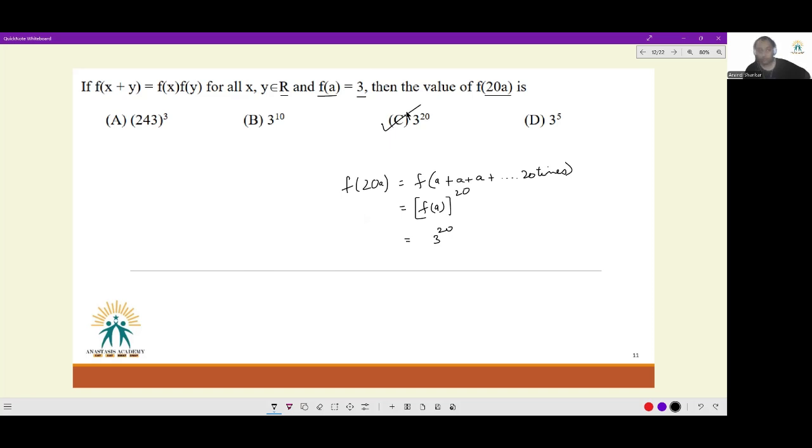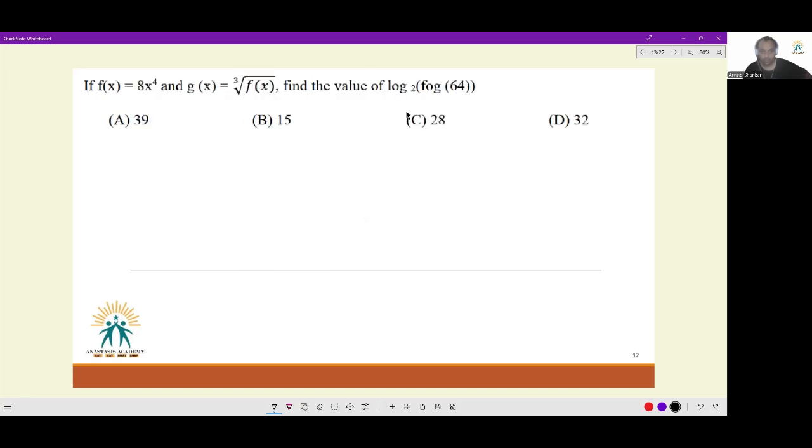Okay, let's go. Next one. If f(x) is equal to 8x raised to the power 4 and g(x) is equal to cube root of f(x), find the value of log of fog 64 to the base 2.